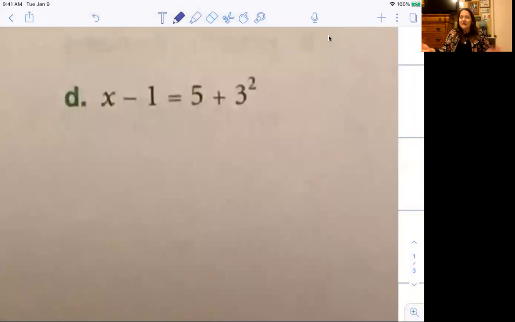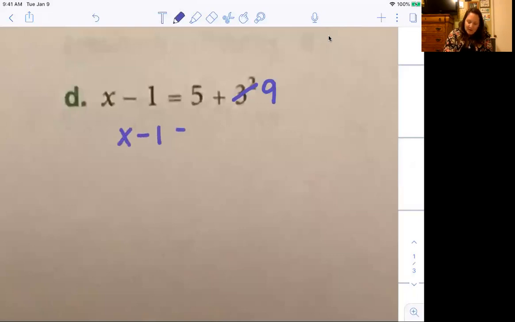Exponents, right? What is 3 squared? Does it mean 3 times 2 or 3 times 3? If you said 3 times 3, you got it. I'm just going to cross this off and write 9. 3 times 3 is 9. Now let's work it out. What is 5 plus 9? 14. So rewrite our equation.